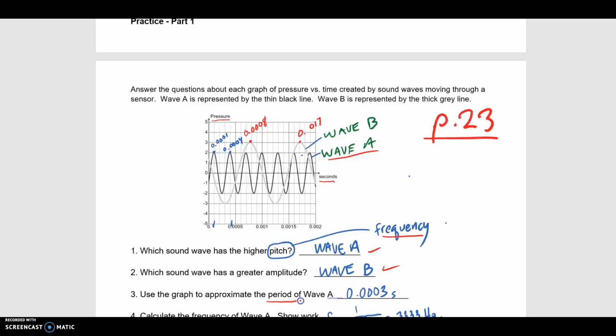The approximate period of wave A is the time between successive crests, or the time for one cycle. And for wave A, that point and that point would be one full cycle. Reading this graph, it goes from 0.0001 seconds to 0.0004 seconds. These are actual values. And so 0.0003 seconds is the period.